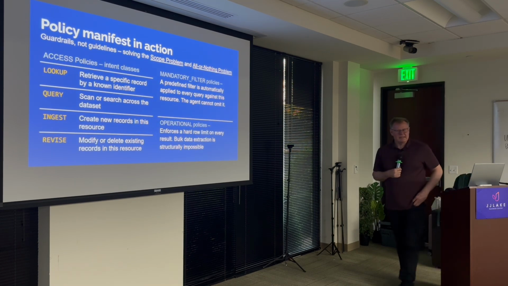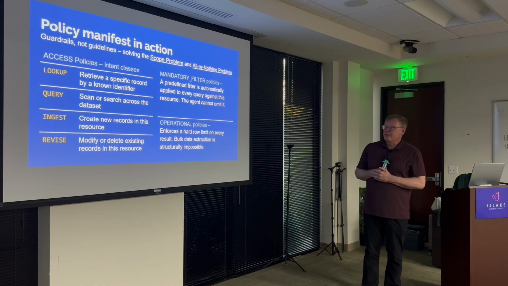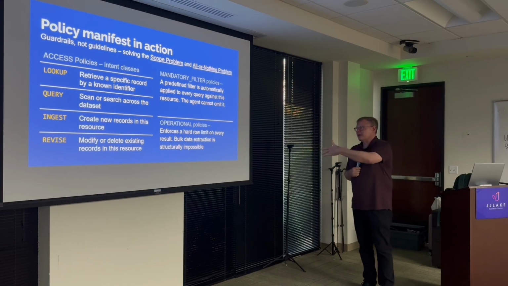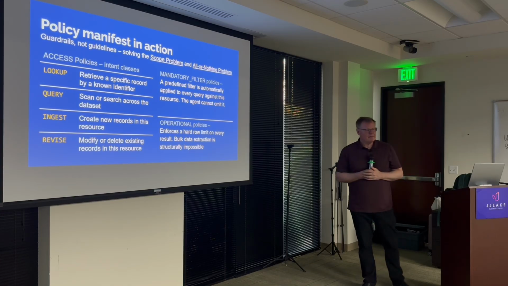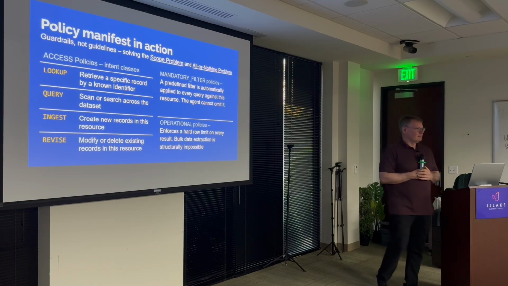Now we've got the policy manifest. That was the third of the 3 manifests in ADP. There are 4 different access policies in ADP, and we started to talk about these a minute ago: lookup versus query, ingest versus revise, and then we have some additional horsepower here to indicate when we have to have a mandatory filter or when we have to have certain operational policies.